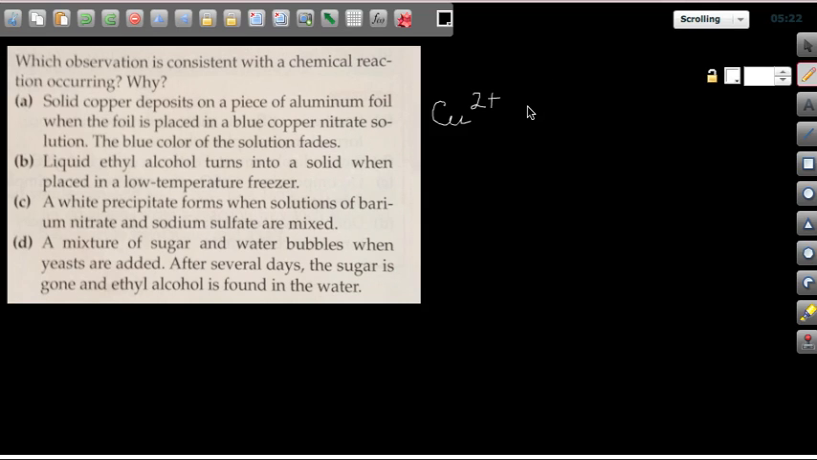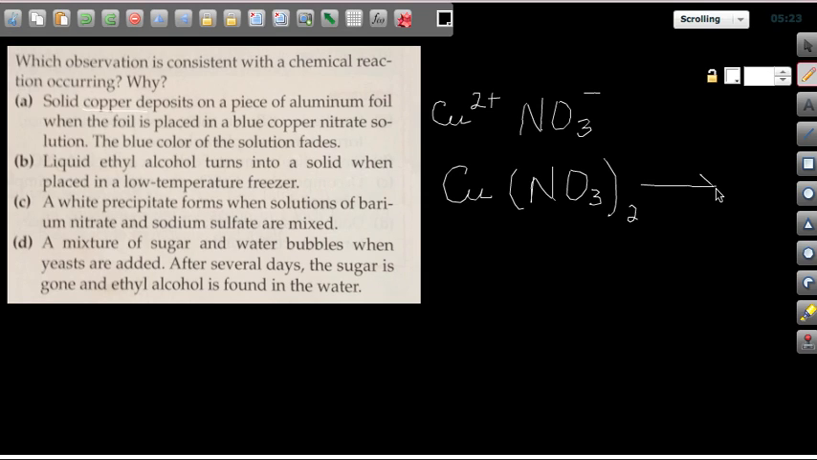From my 2132 rule, you will determine that the nitrate is 1 minus, and copper nitrate is Cu(NO3)2. You start out with copper in an ionic form, but you're told that solid copper deposits. So somewhere along the line something happened and you ended up with solid copper.